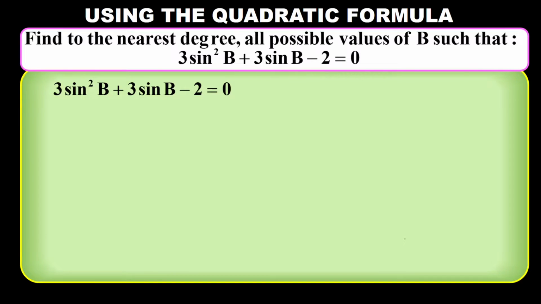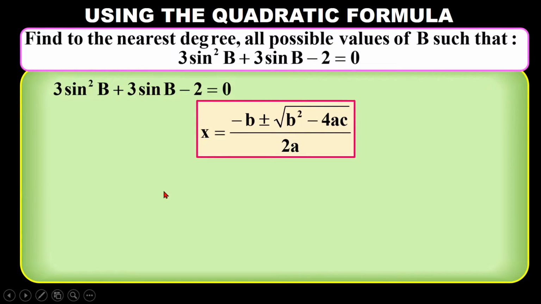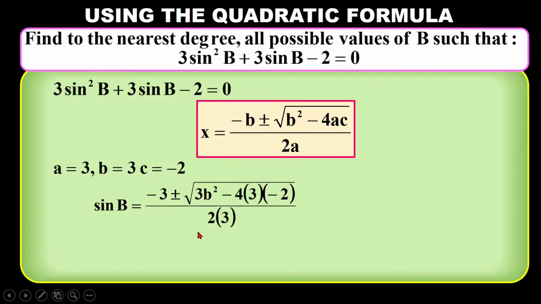Now, in this next question, I'm going to use the quadratic formula. There are some trigonometric functions, same like quadratic functions, that you cannot factorize. So if you can't factorize them, then what you need to do is use the quadratic formula method. So that is my quadratic formula. I'm going to take out what is A, what is B, and what is C, and I'm going to dump it into the quadratic formula.